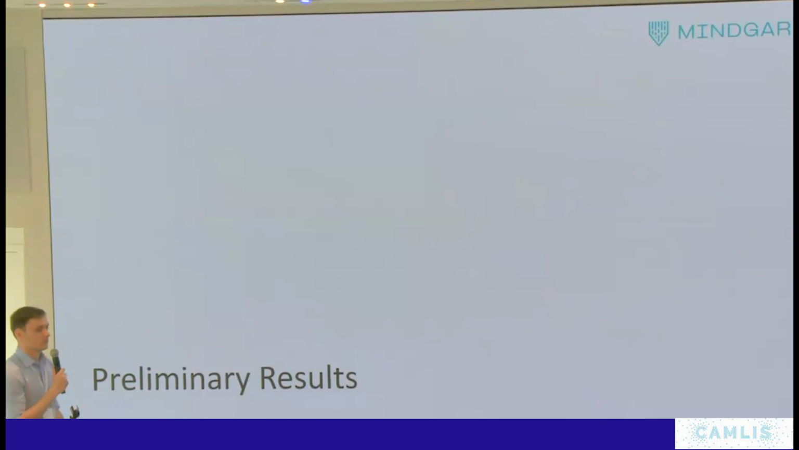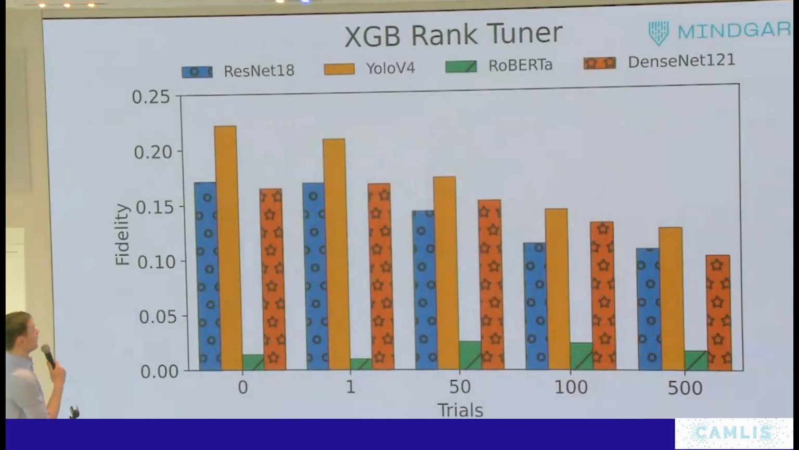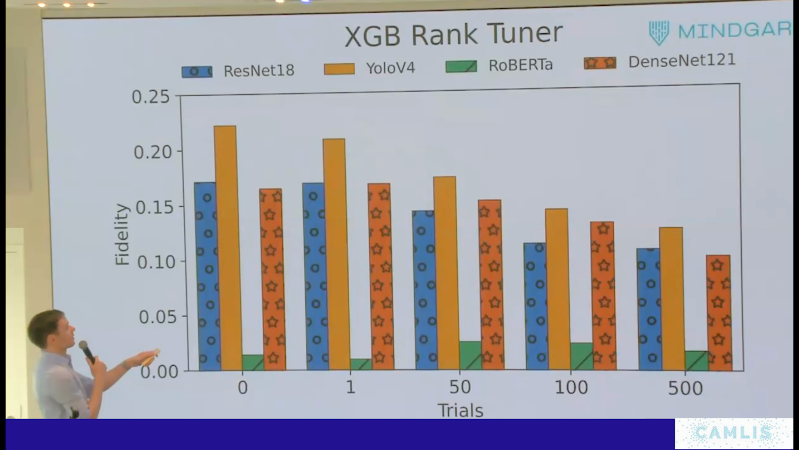So, preliminary results. The paper is a extended abstract, so I haven't got explanations for all the results, but I can cover broad strokes. So ignoring RoBERTa for a second, we can see that from 0 trials up to 500, the fidelity of the attack decreased. So that means that over time, with more trials, the success of the attack went down. This is using the XGB rank tuner, which is considered the better tuner of the ones I tested. See ResNet 18, especially YOLO. Actually, YOLO decreased by a lot over time. I think the biggest decrease was YOLO at 42%.